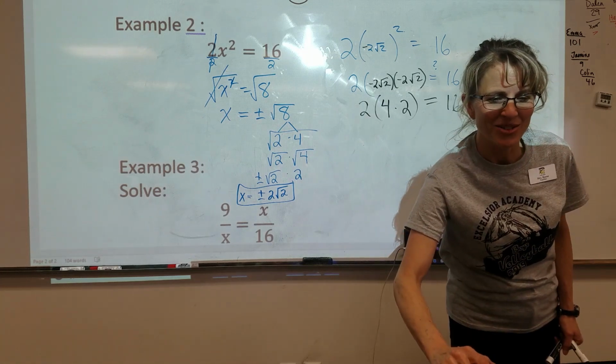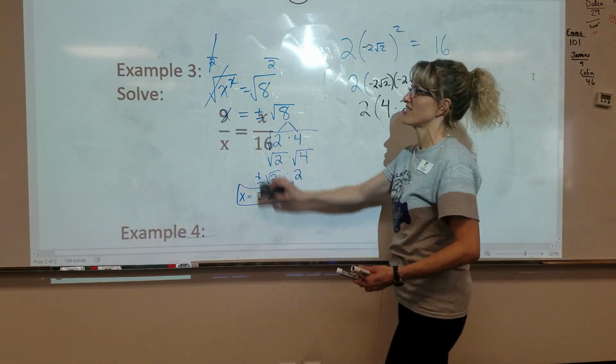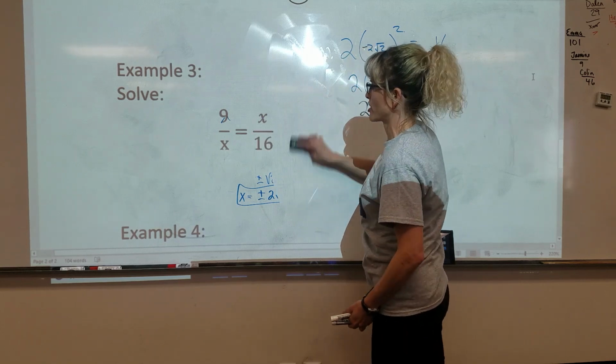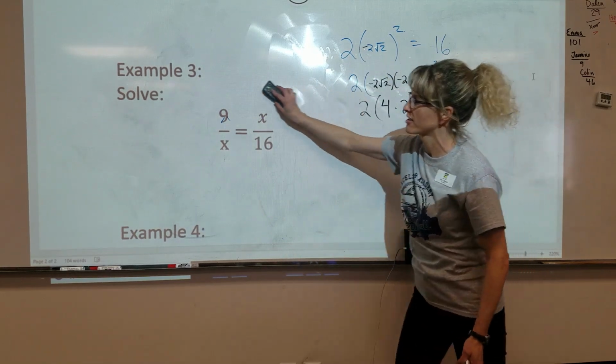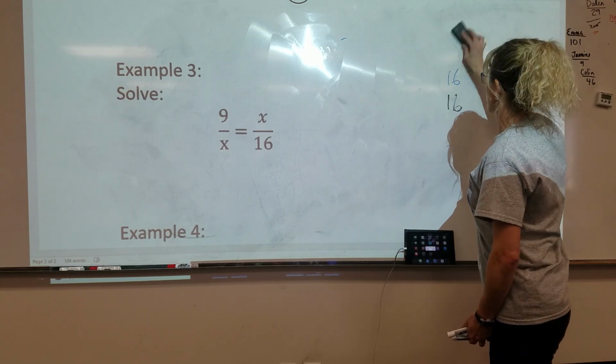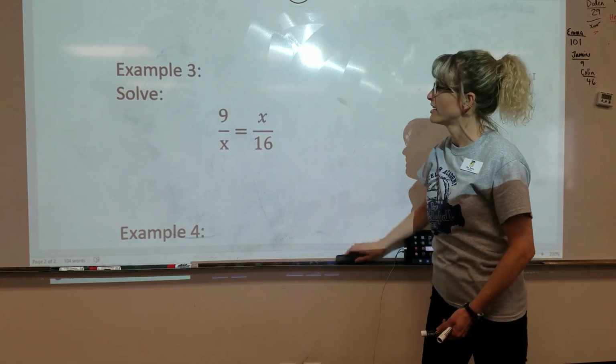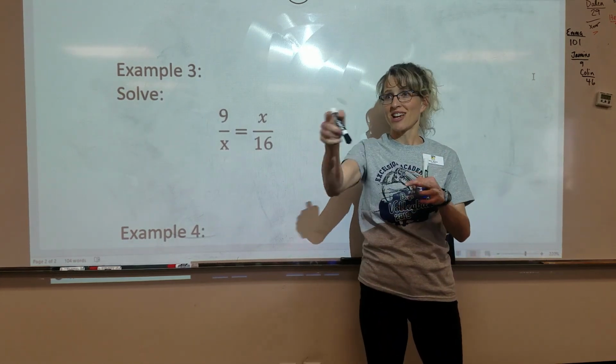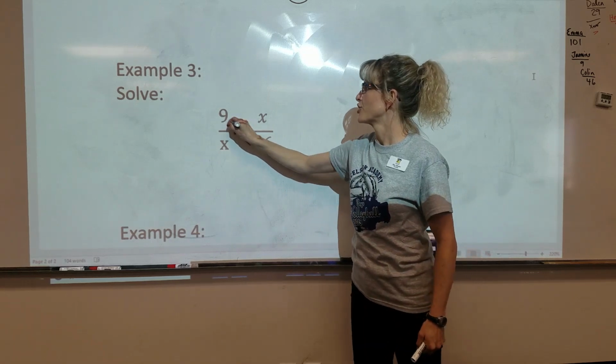Okay, let's try this one. This one doesn't at first look like a quadratic. Wait, Mrs. Boone, those are fractions. You said it has to have a squared to be a quadratic. Why is it in this lesson? Well, it's a proportion, so what do we do? Jasmine? Cross multiply.